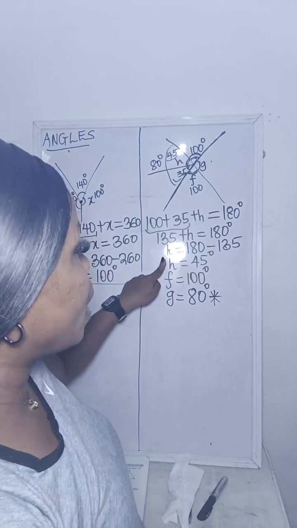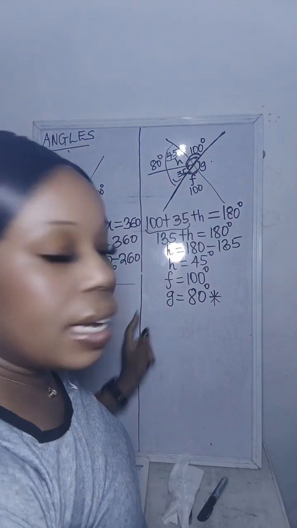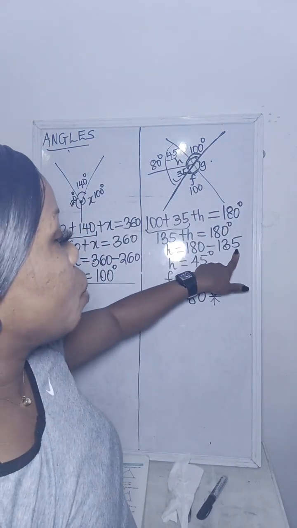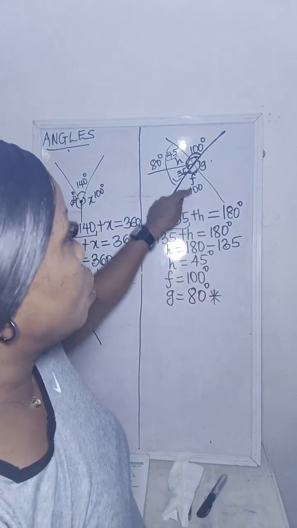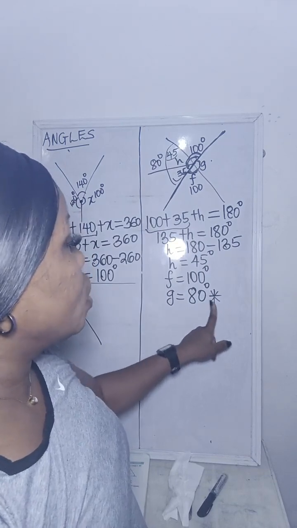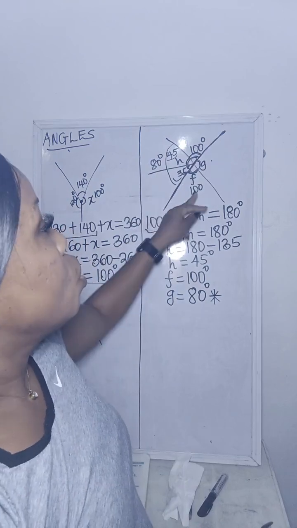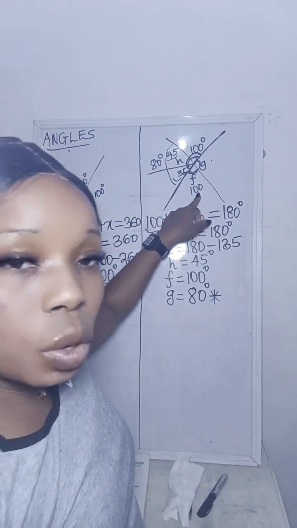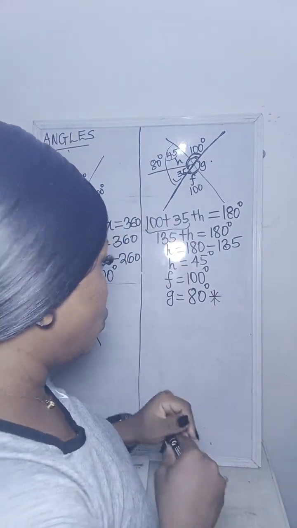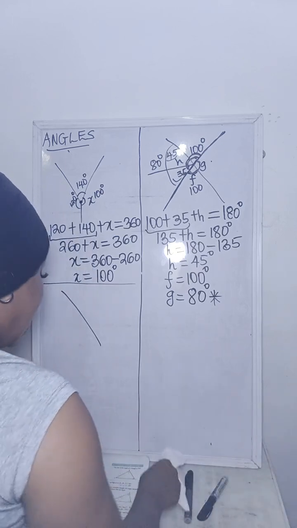So H is 45, F is 100, and G is 80. H is 45 when we calculated it from here. F is 100 because vertical angles are equal. Then G equals 80 because vertical angles are also equal, or you could use the answer we got for F to get our value for G. It's as easy as that. Super easy.